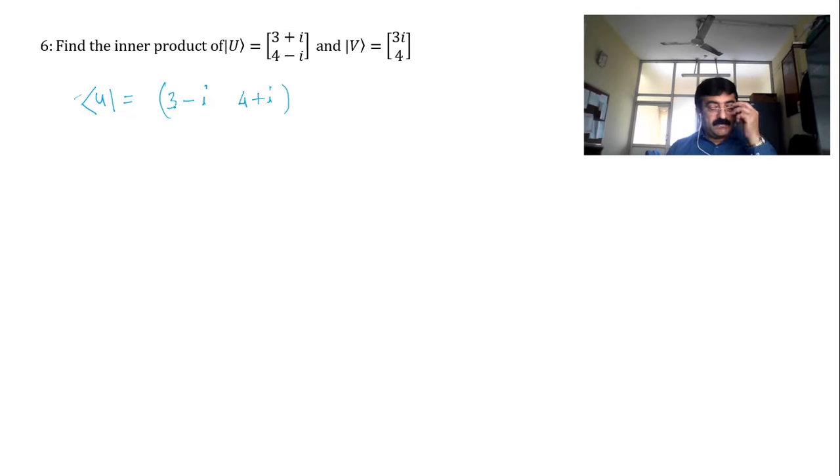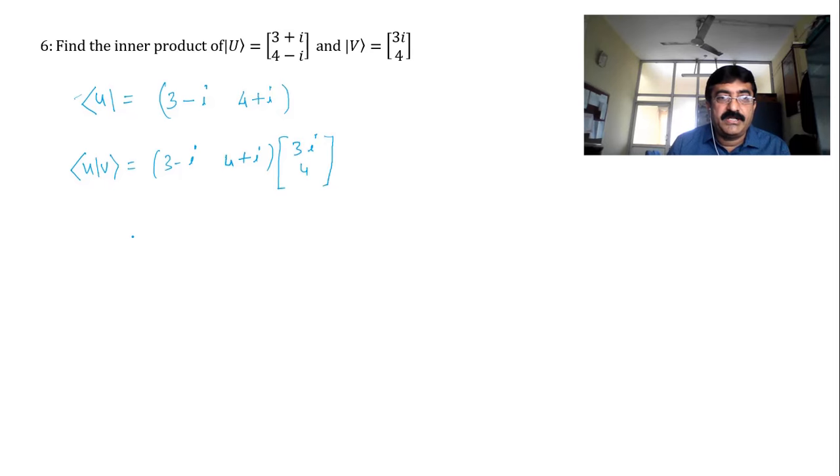So that is nothing but Hermitian. So ket to bra, how do you go? By taking its Hermitian. I think this is my 4th or 5th time I am telling this. Well, now you take bra u ket v, that is equal to 3 minus i, 4 plus i multiplied by 3i, 4. Solve it. That is (3 minus i) into 3i plus (4 plus i) into 4.